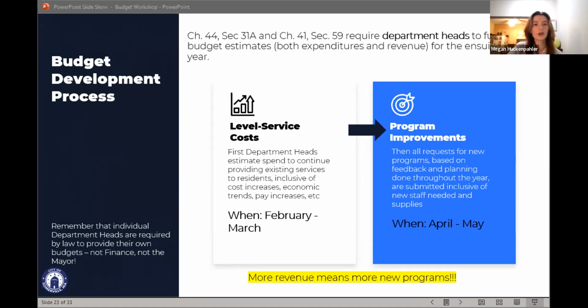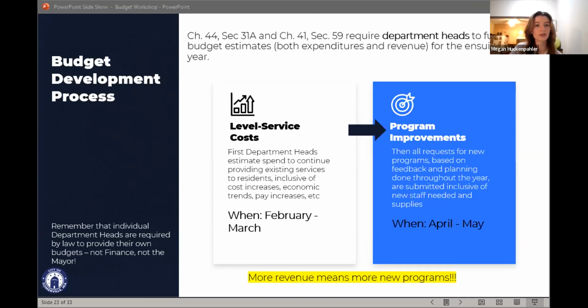There are two large portions of the budget development. The first one is estimating level service costs. So this is really answering the question of, to provide the same level of services to the residents of Somerville in next year's budget, what will the spend be? We are looking at cost increases, economic trends, pay raises, and other factors. And this happens in February and March.